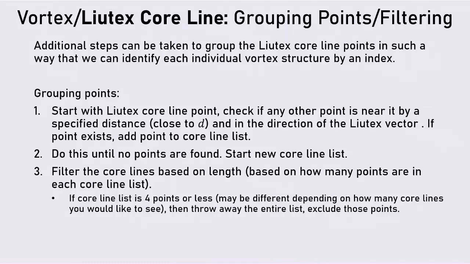Then step 3, we got to filter. So when you're building these little lists of core lines and vortices, you're going to have a list of 1 point, a list of 2 points, a list of 3 points. That's not really enough to justify it being a core line, if you think about it, depending on how fine your mesh is.